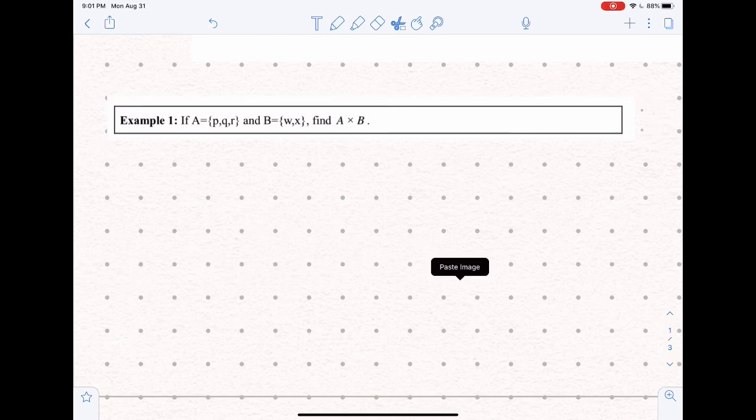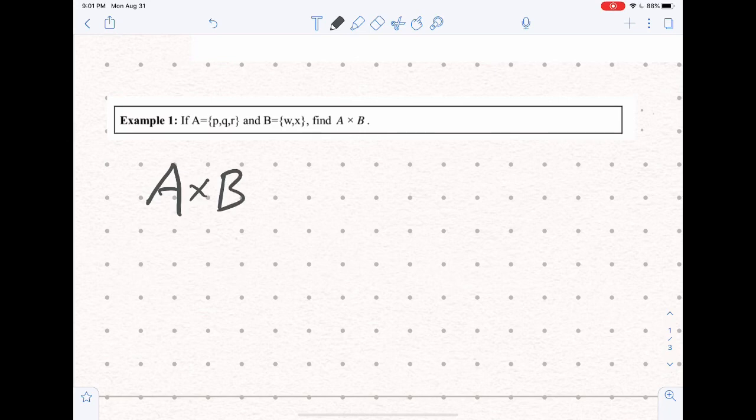And here's the answer. We know that A times B, the product of A and B, what is that thing equal to? Well, it's equal to a set, so I'm going to write it in curly brackets. And inside, we're going to put all things that are ordered pairs, where the first element comes from A and the second element comes from B. So we might have the ordered pair P, that's an element of A, comma W, that's an element of B.